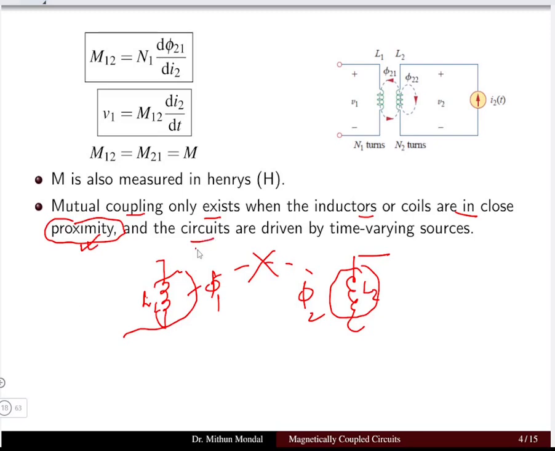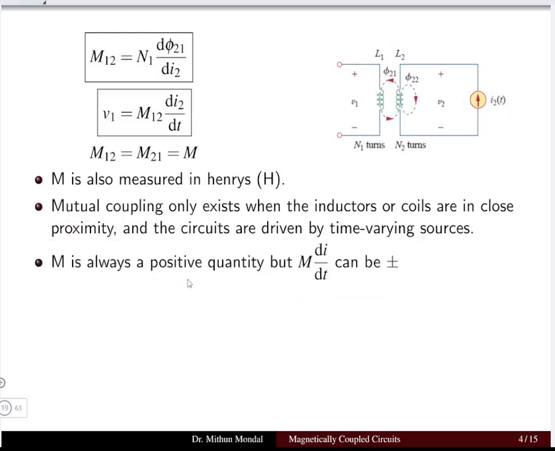Also, the circuit has to be driven by a time varying source. Like here, we have given the current which is a function of time. If time varying sources are not connected, then mutual flux will not be developed, because we require a flux which is also time varying in nature. Then only Faraday's law will operate.